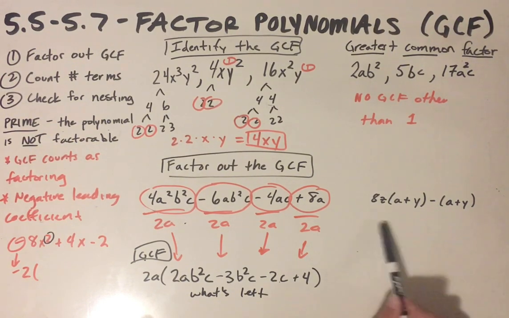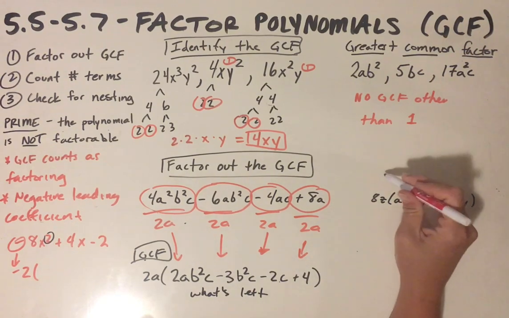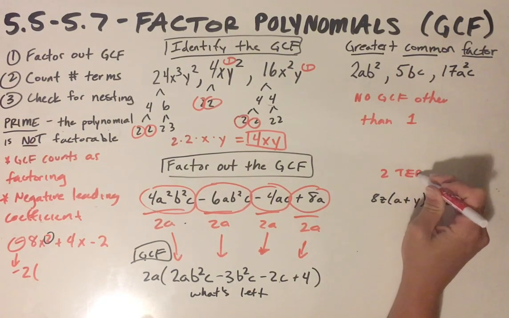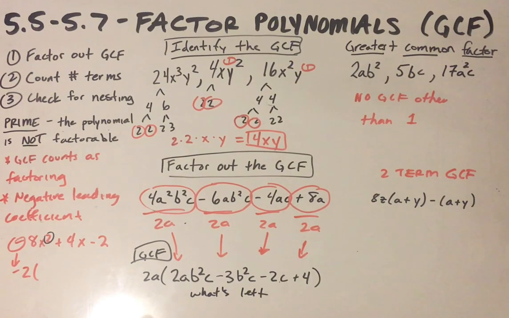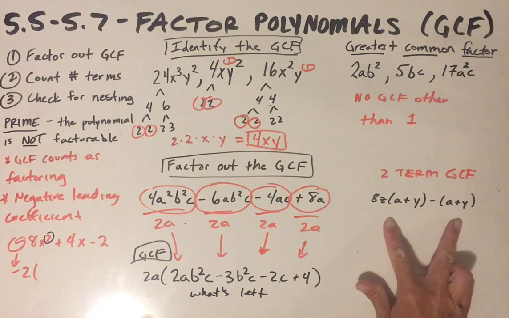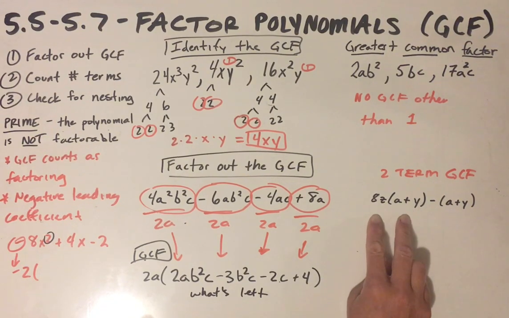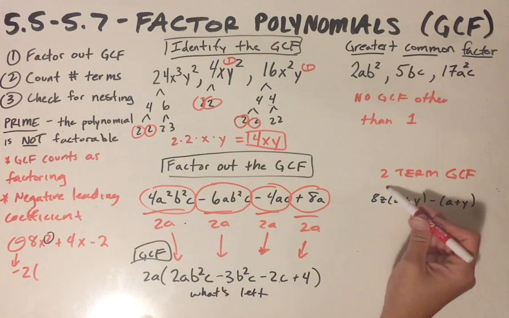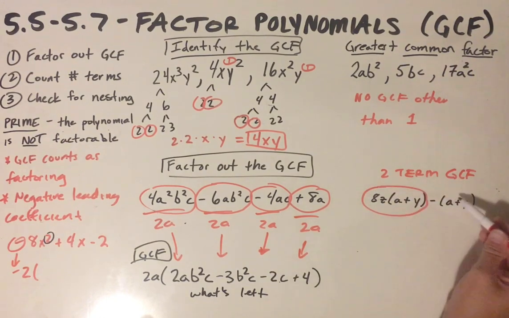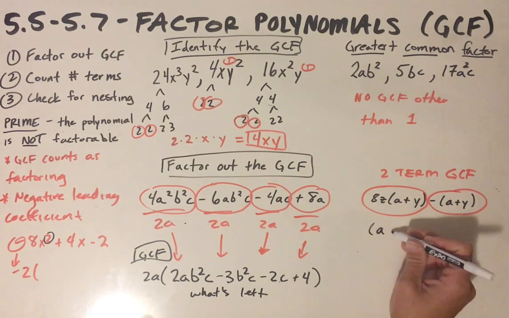This one here, you can also have 2-term GCFs. So this is a 2-term GCF, which is totally fine. But here, you can look, and this right here is related to this through multiplication, just like this 4 is related to that A squared through multiplication. So I can literally look at these 2 terms, which I'm going to say this is 1 and this is 2. And I can say, oh my gosh, they both have an A plus Y.